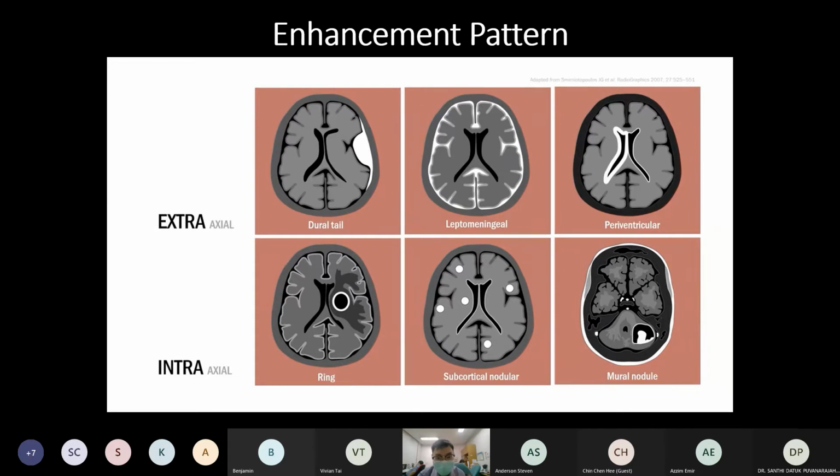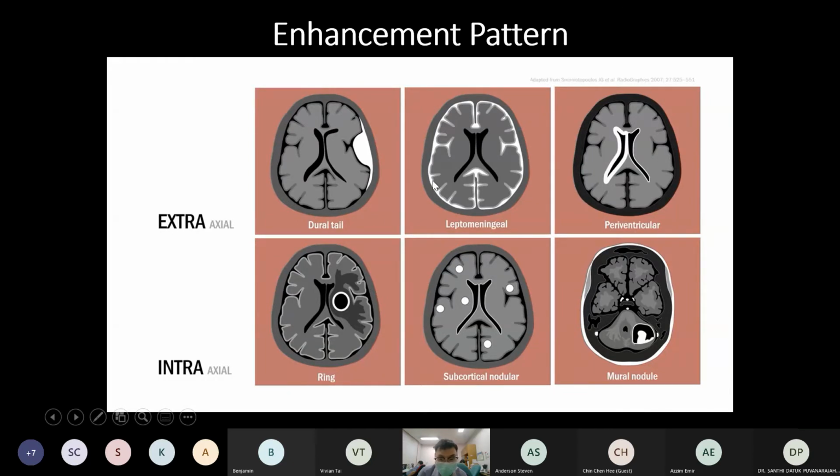So enhancement can be intra-axial or extra-axial. Extra-axial is the one that we mentioned just now, the dural tail. You can see here, because it doesn't involve the cortical tissue, it will actually just be at the lining near the skull, and then there is a dural tail.